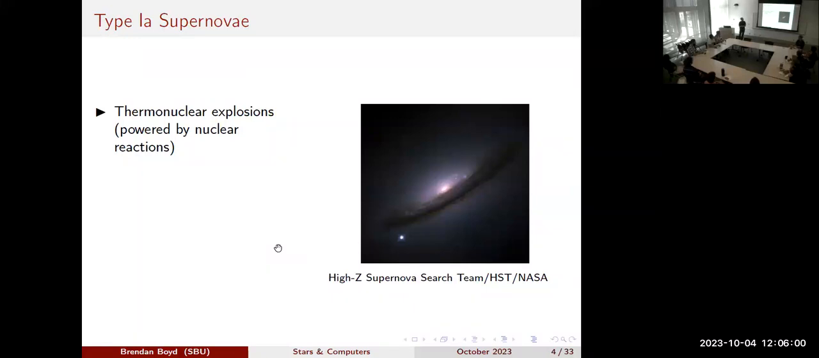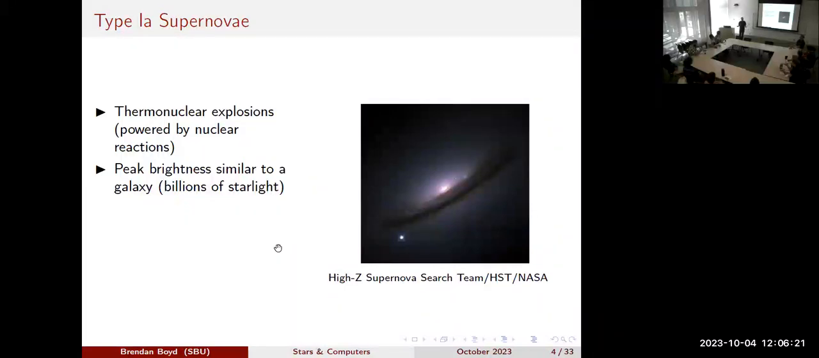Another thing that I'm interested in and work on a lot is type 1a supernovae. What that means is just a thermonuclear explosion out in space. And what thermonuclear explosion means is just some sort of explosion caused by nuclear reactions.